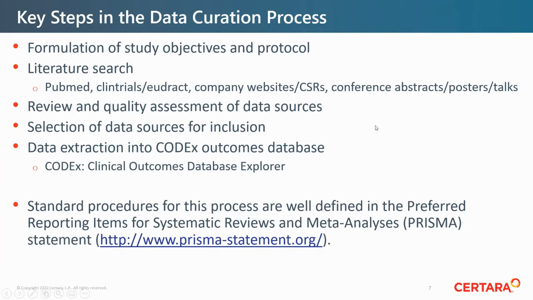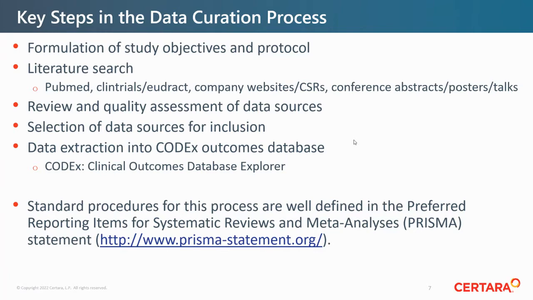So first and foremost, you have to formulate what your study objectives are in terms of how you're going to analyze these data. Perform the literature search across various websites. It's not just a PubMed search, right? We're looking all across potential company websites, conference abstracts, clinicaltrials.gov, anywhere you could possibly have relevant information from these clinical trial results. And then, of course, we review all these sources for their quality. We want to make sure that we're only including the highest quality information in the data sets, and then make the appropriate selections of those data sources.